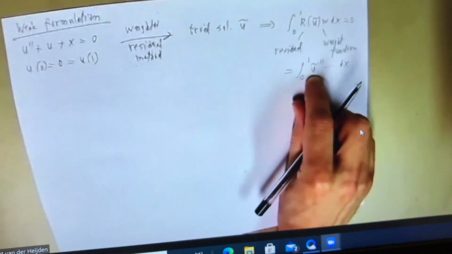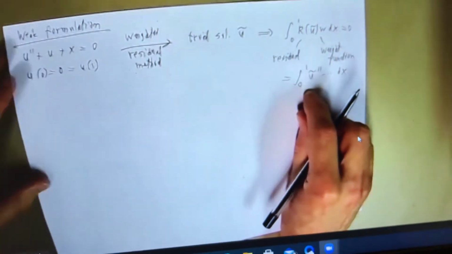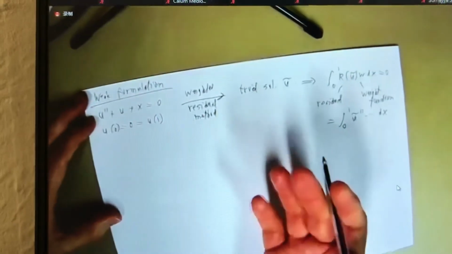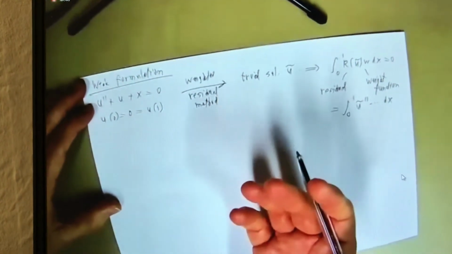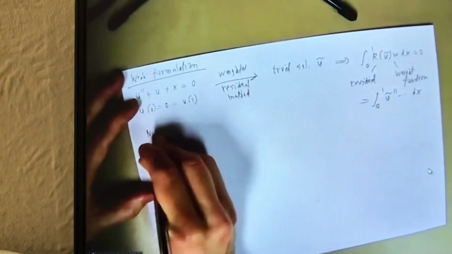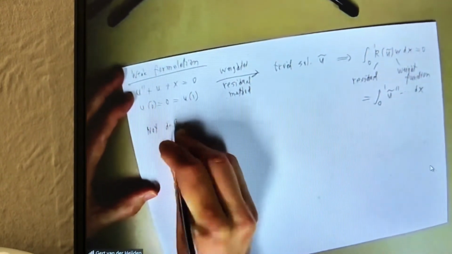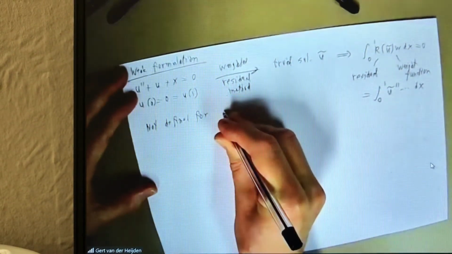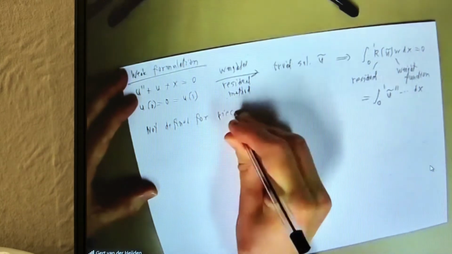The second derivative need not exist for the trial function. Right? So this is not defined, for instance, for piecewise linear functions, which we're going to use a lot in finite element approximation. Okay, so bad news here. This is not defined for piecewise linear functions, for instance.